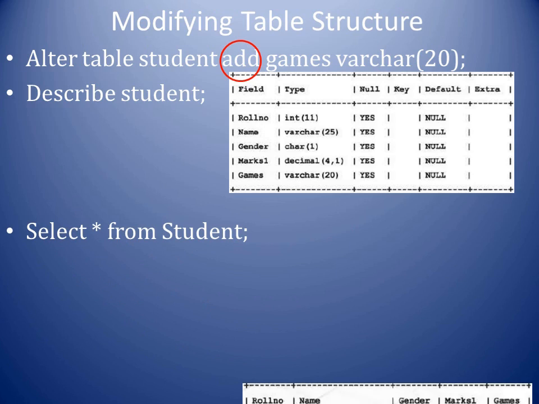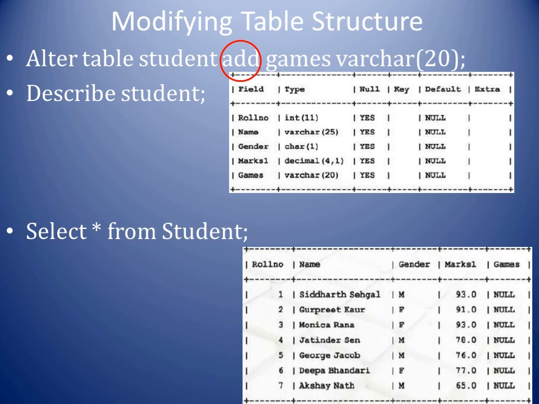You will notice that in the table structure a new column games has been added, and at the same time the records also have the column games whose value is null. Because this column has been added after entering records, it has been allotted the value null by default, which we can change with the help of the update command. This update command we will learn later.